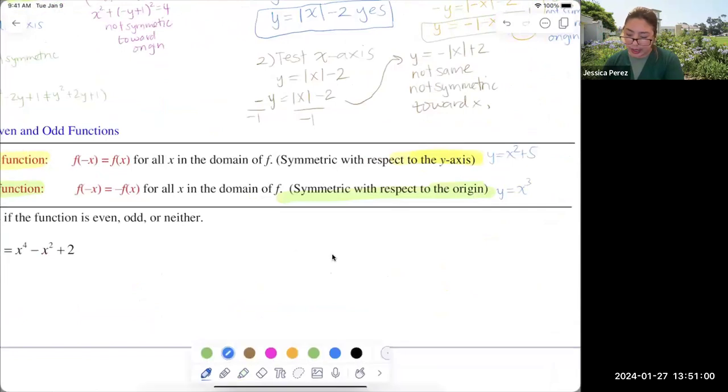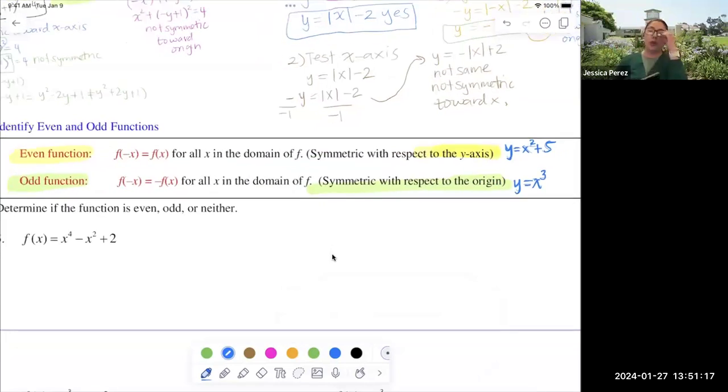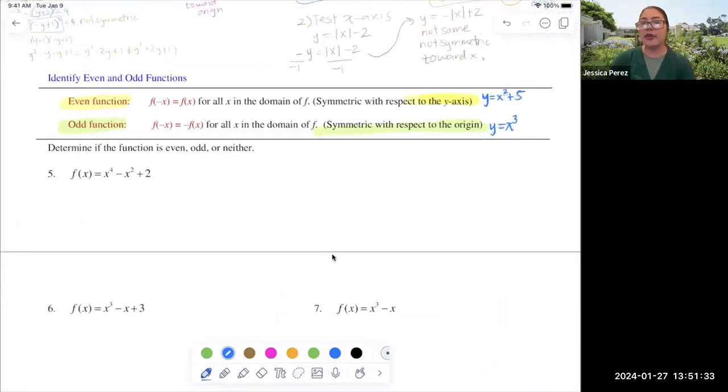So that means that, again, y equals x squared plus 5 is symmetric towards the y-axis, so therefore it's even. And then y equals x cubed, it's an odd function because it's symmetric towards the origin. Right here, we don't see anything symmetric towards the x, so only even and odd. So either you're symmetric towards the y-axis or to the origin. That's the only two. So therefore, we're going to start identifying whether each function is even, odd, or neither.